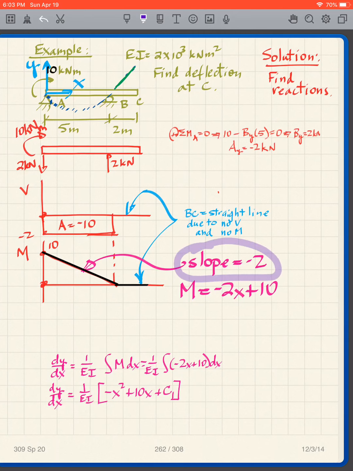I know that the slope is negative 2 here, so I can begin by writing my equations. I really don't need to write an equation for V, it's too simple. Now I'm just going to immediately write the equation for the moment diagram. I know the slope is negative 2 because the shear is negative 2. And I know the intercept is 10. So the equation of that line is negative 2x plus 10. I'm now going to integrate it twice. The first time I integrate negative 2x plus 10, I get negative x squared plus 10x plus c1.